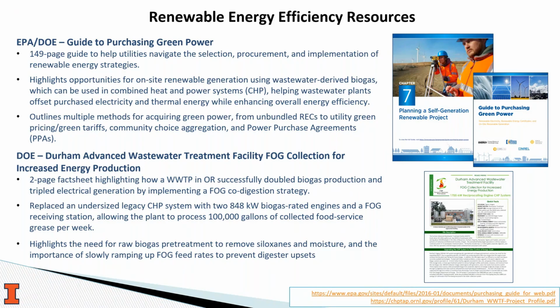For those looking for a wastewater specific case study, DOE has this 2-page fact sheet highlighting how the Durham Advanced Wastewater Treatment Facility in Oregon increased their renewable energy production through their fog co-digestion program, where they dedicated a fog receiving station and replaced their undersized CHP units to be able to take in 100,000 gallons of food service grease per week, which led to doubling their biogas production and tripling their energy generation. So again, it highlights how CHP programs like that can result in significant energy savings.